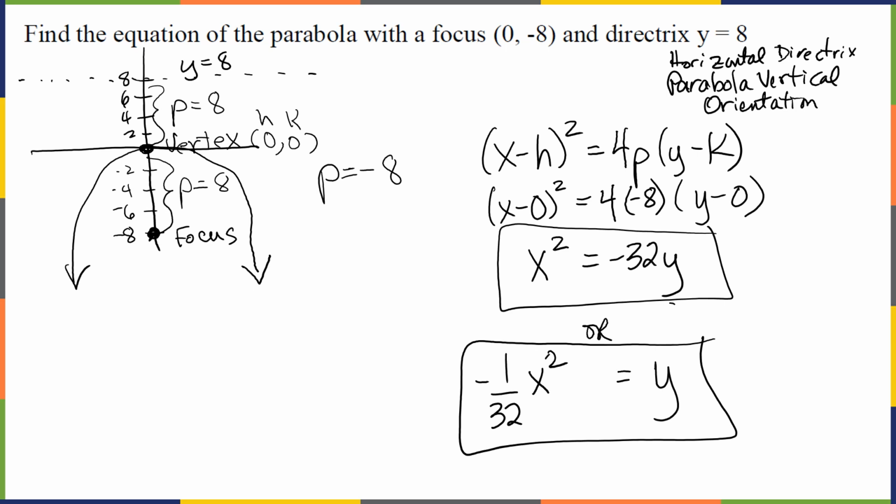This concludes our explanation of the conic section parabola.